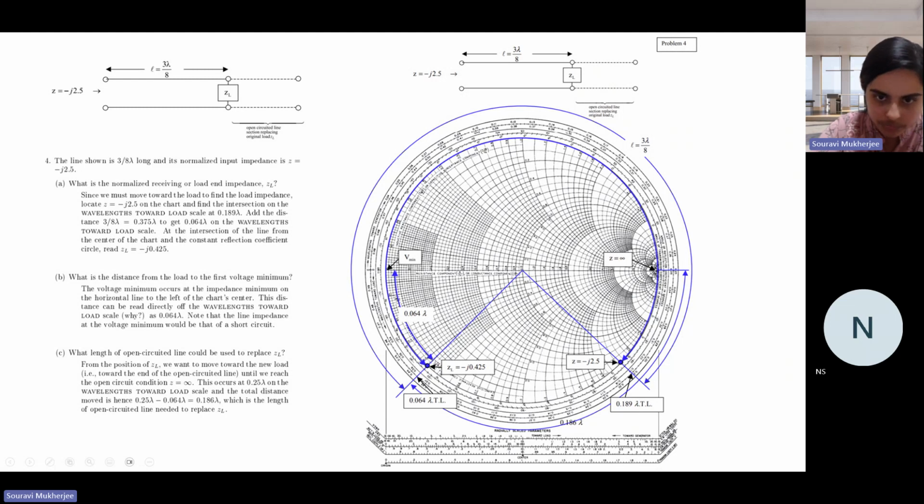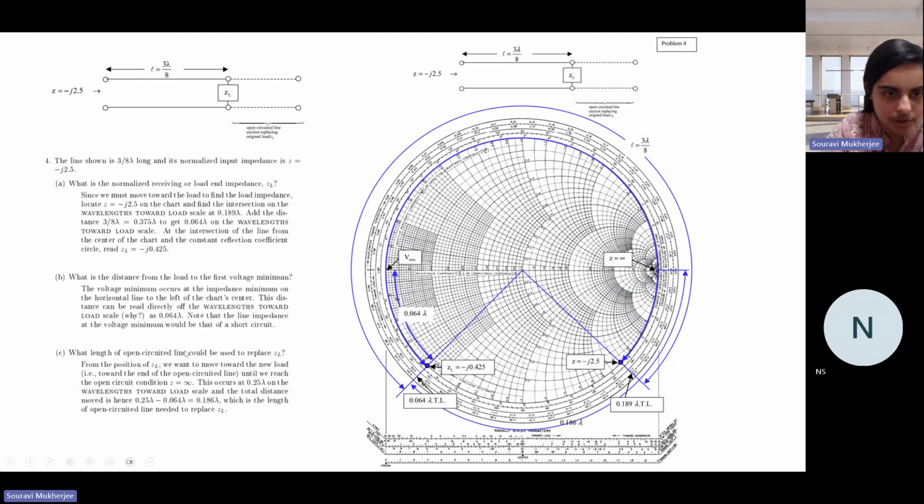So if you take up this line, this will also have a value here, right? So that wavelength, and take the difference of the two, that will give you how far you have to go for the first voltage maximum. Okay. Now it said, what length of open circuit line could be used to replace ZL? So you know the value of ZL. Now what should be the length of your open circuit line so that you can replace ZL?